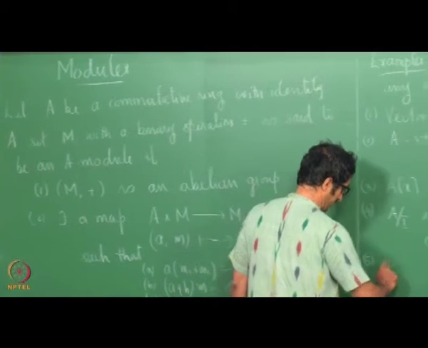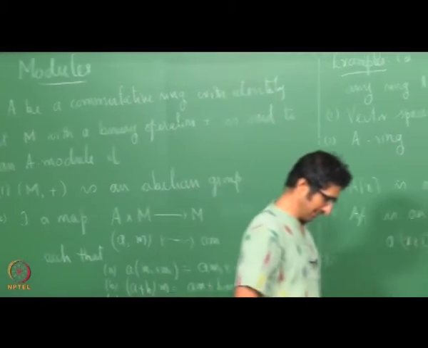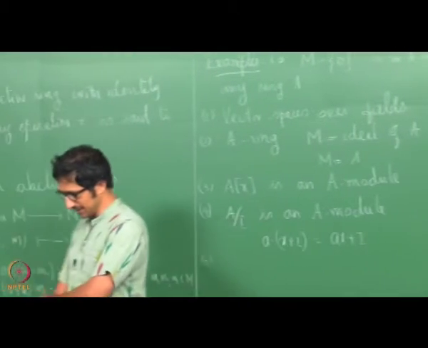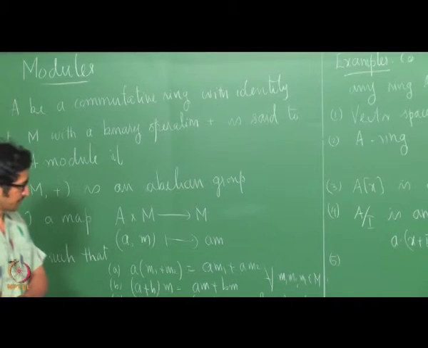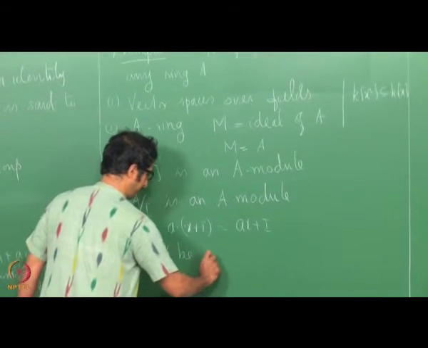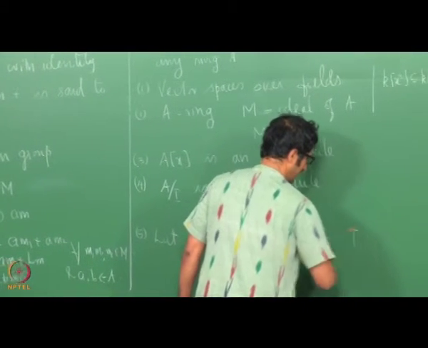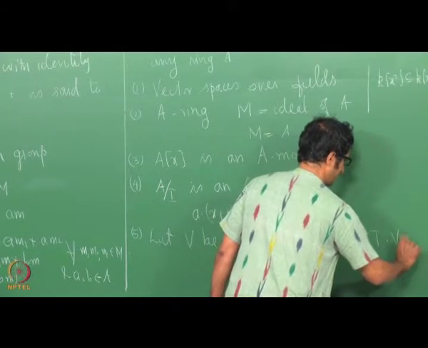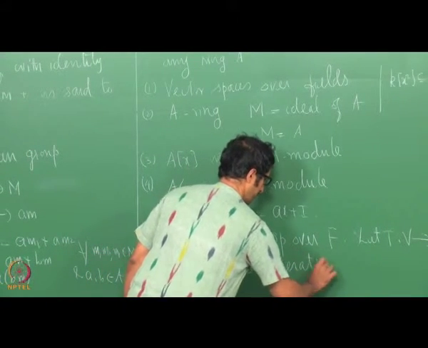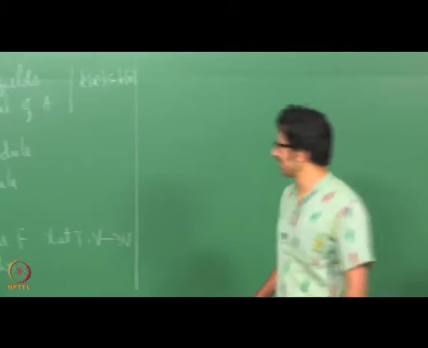A to the power n. I will come to the direct sums a little later. Another important example, which comes up in the structure theorem of finite abelian groups, is this one. Well, this is one way to look at it. So, let V be a vector space over a field F. Let T from V to V be a linear operator. Then you can make V a module over F[x].